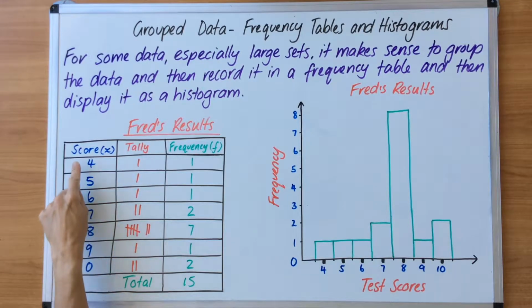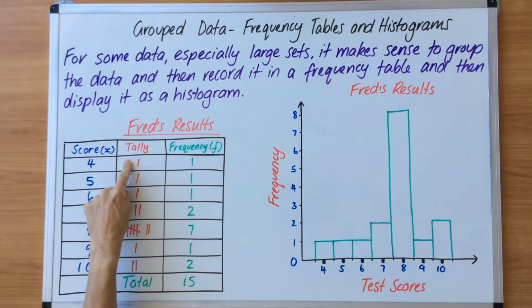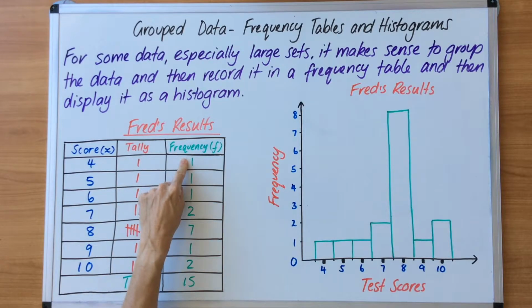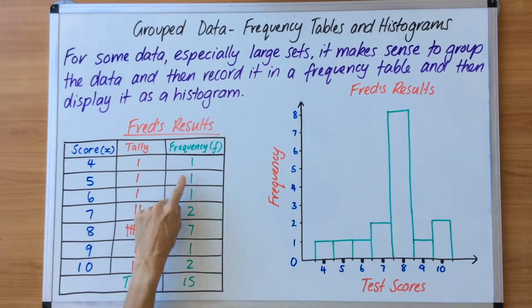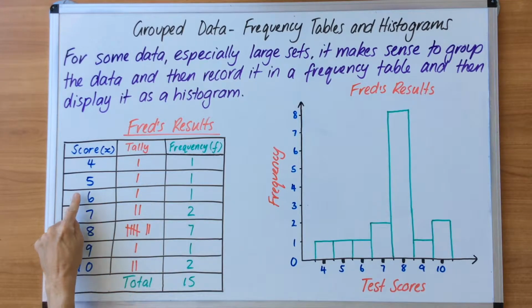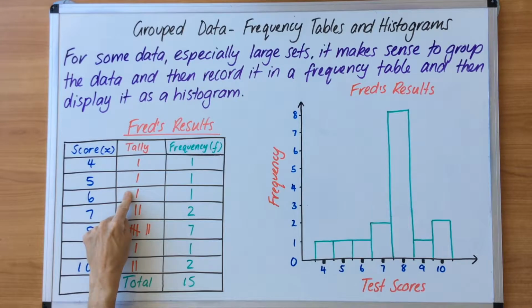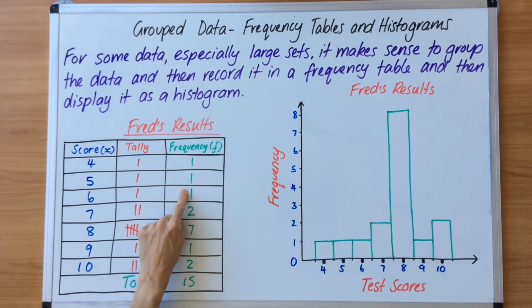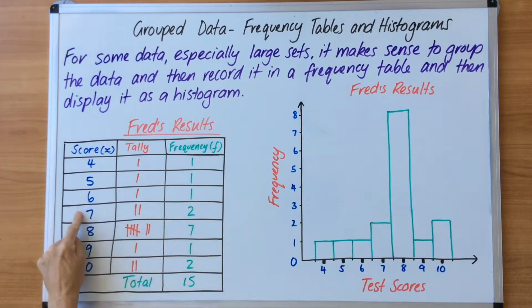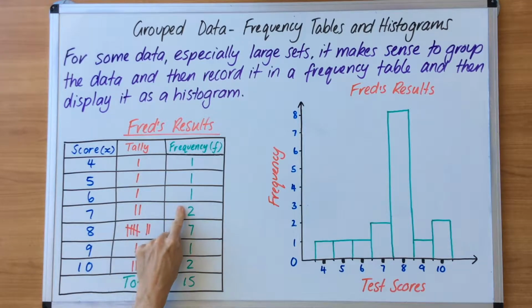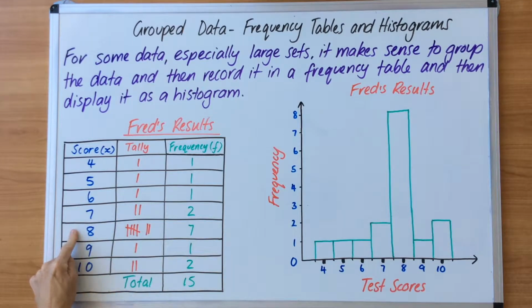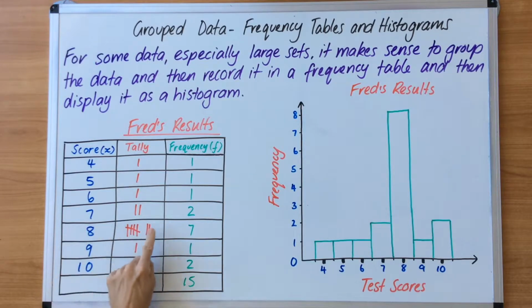So reading it from the top, let's pretend that the test results were out of 10. He got 4 out of 10. He achieved that once, so the frequency is 1. 5 out of 10, he achieved that result once, the frequency is 1. 6 out of 10, he achieved it once, the frequency is 1. 7 out of 10, he then got that test score twice, so the frequency is 2. 8 out of 10, he achieved that score 7 times.